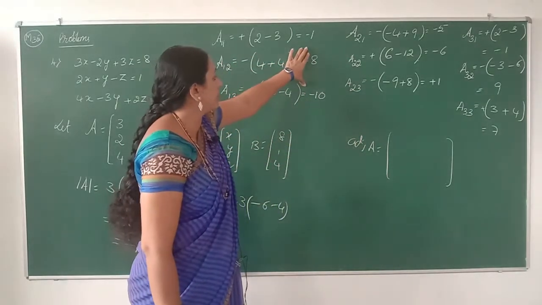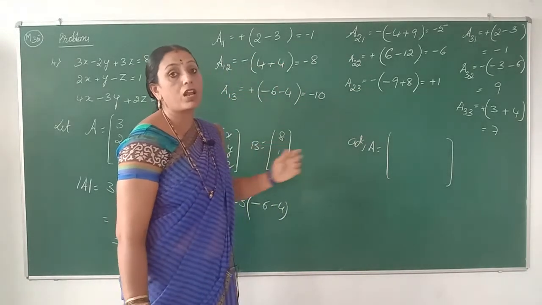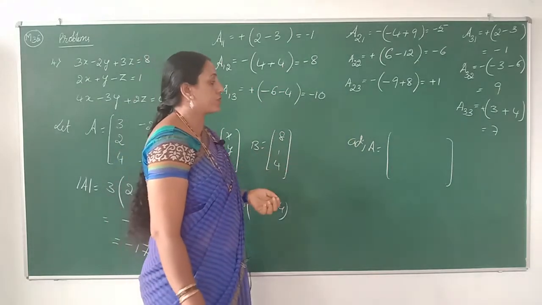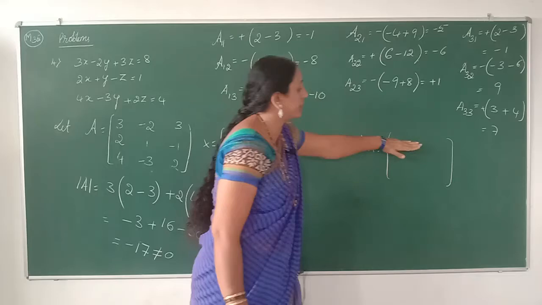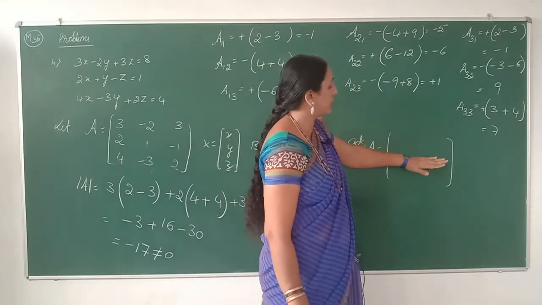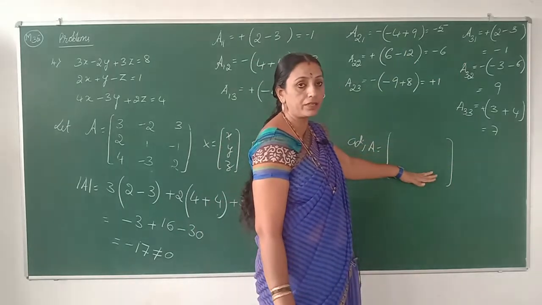But if these elements are represented in the form of column wise, then according to the definition of cofactor, elements of the first row are represented in the first row, second row are represented in the second row, and third row are represented in the third row.